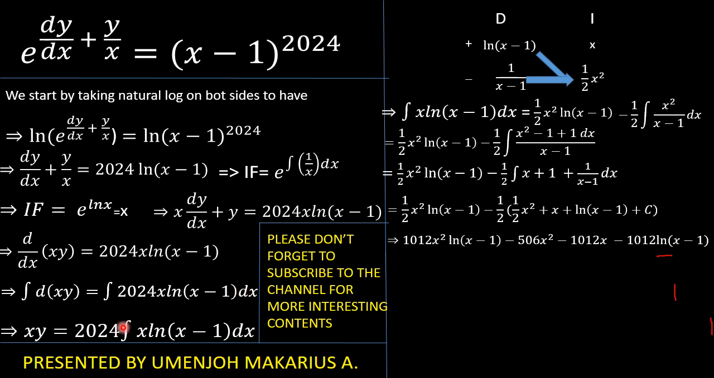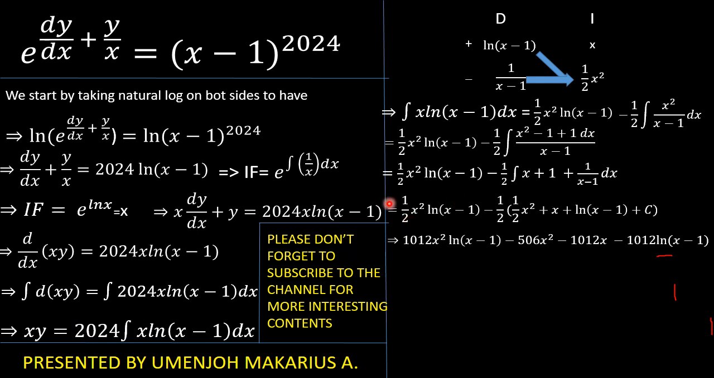We brought this guy outside. Now we have integrated this whole thing to have 1/2 x squared natural log of x minus 1, minus 1/2 times (1/2 x squared plus x plus natural log of x minus 1) plus c. So now we have to multiply everybody here by what?